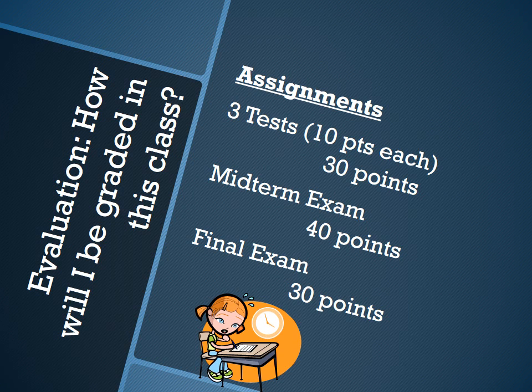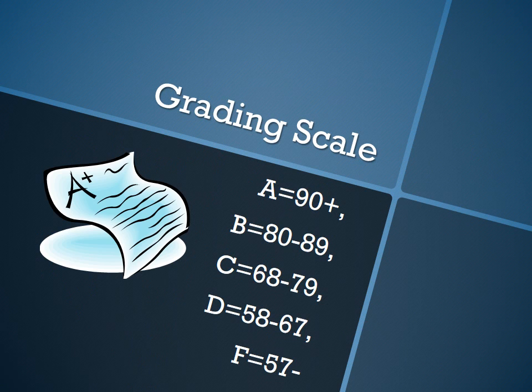So how will I be graded in this class? There are 3 different methods of grading which are employed in this class. There are 3 tests, which are 10 points each. There's a midterm exam, and there's a final exam. Altogether, this adds up to 100 points. The grading scale is fairly simple. Anything above a 90 is an A, 80 to 89 is a B, 68 to 79 is a C, 58 to 67 is a D, and anything rating of 57 or below is an F.